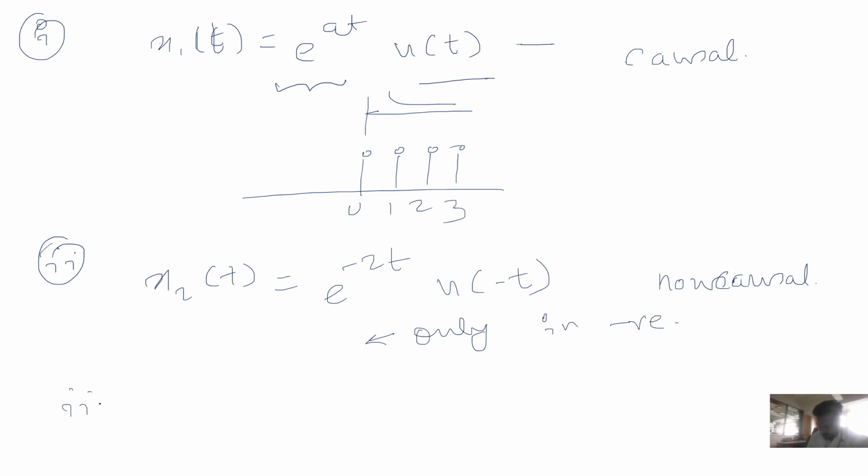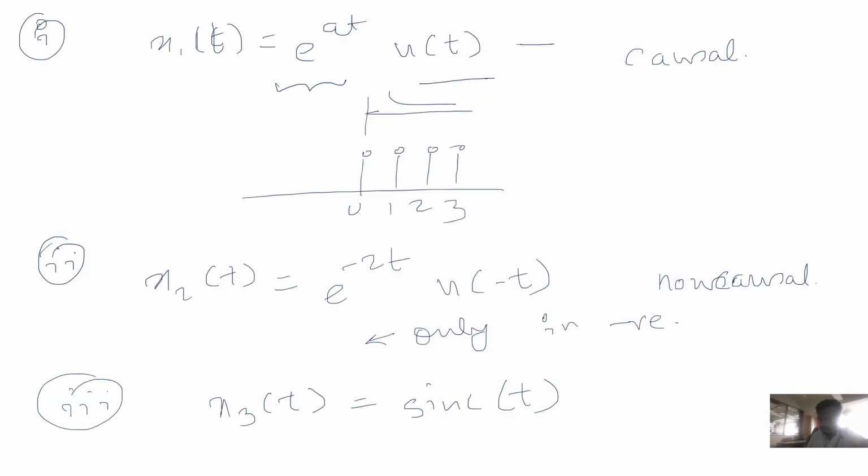Third one is a very interesting one. x3 of t is going to be sinc of t. Can anyone tell me whether sinc of t is causal or non-causal? This is known as sine of t divided by t, this function. Causal or non-causal? Causal. It is causal.